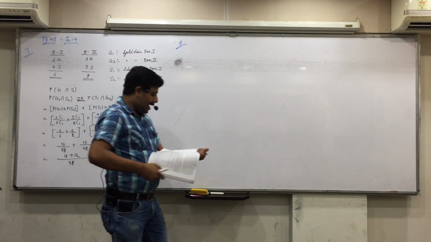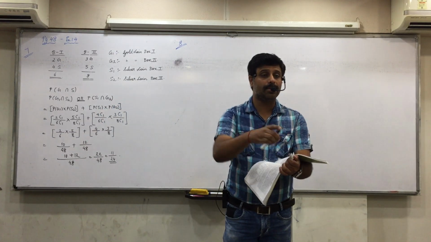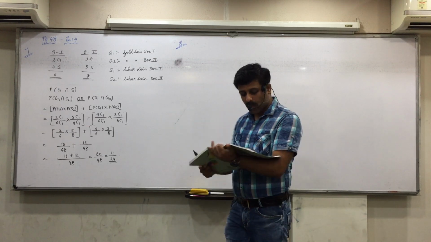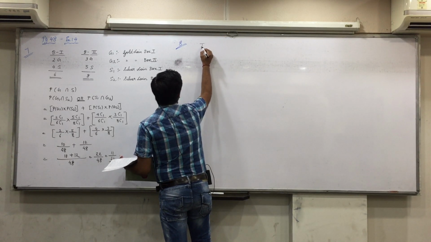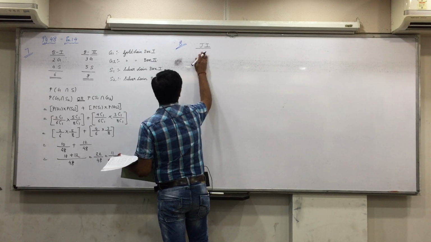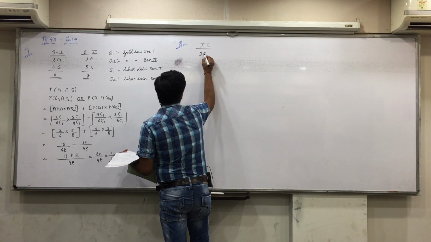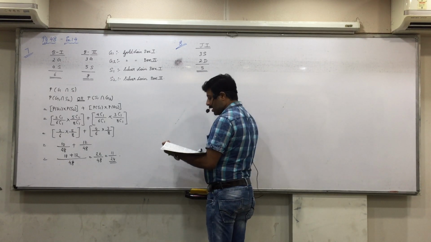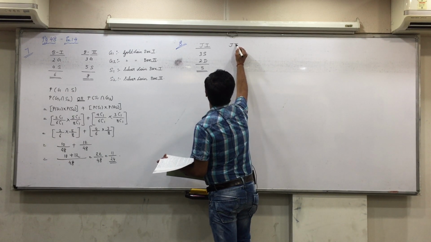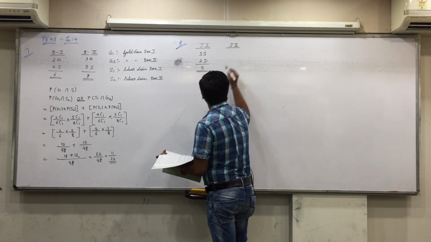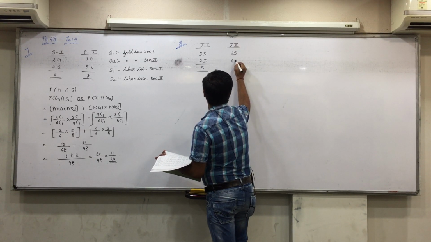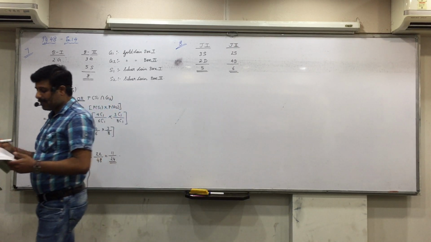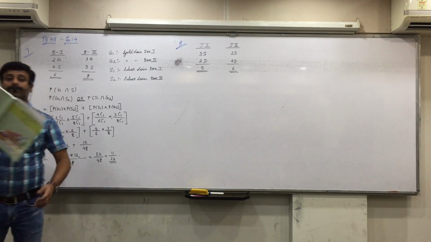One joint family has 3 sons and 2 daughters, whereas the other joint family has 2 sons and 4 daughters. See here, one joint family has 3 sons and 2 daughters, total 5. The other joint family has 2 sons and 4 daughters, total 6. Now, one joint family is selected, underline that.